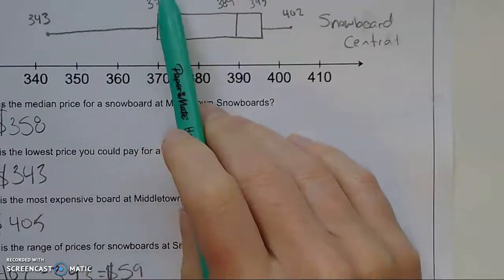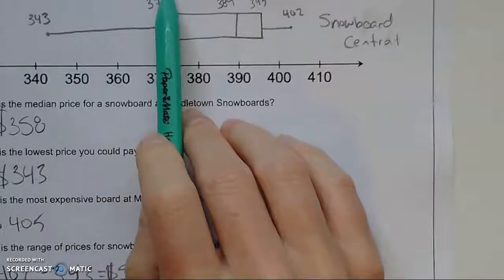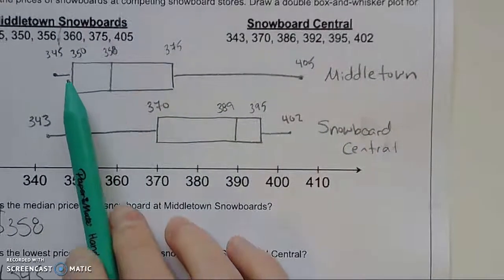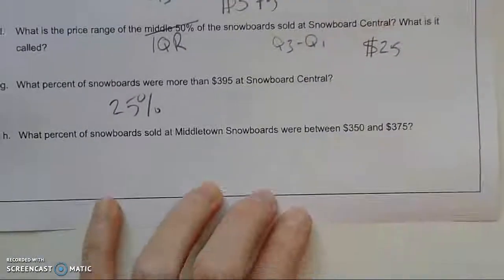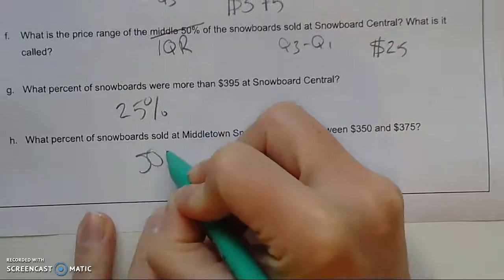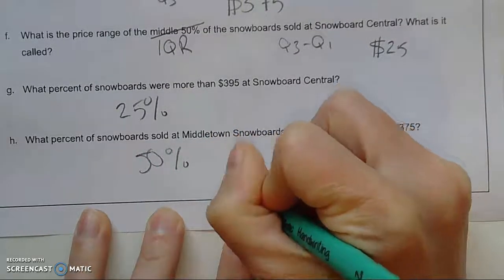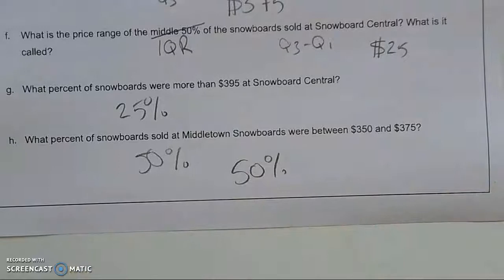350 and 375, that's 2 sections. Oh, I'm so sorry, I'm out of your screen. 350, 375, that's 2 sections, so that accounts for 50, oh my word, that says 50. 50% of the data there.